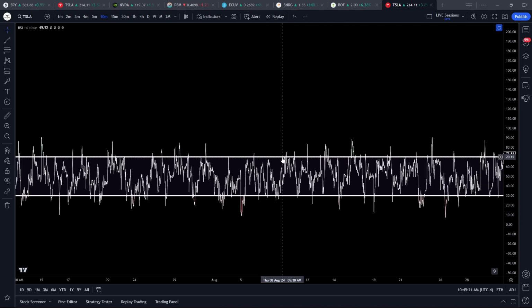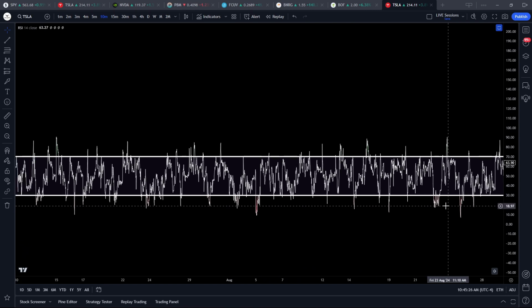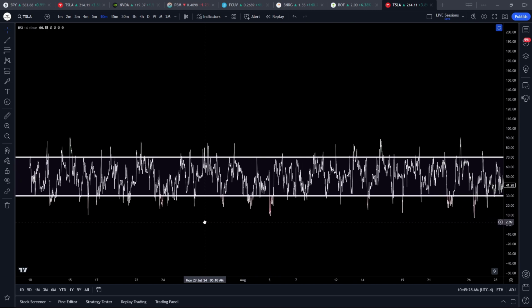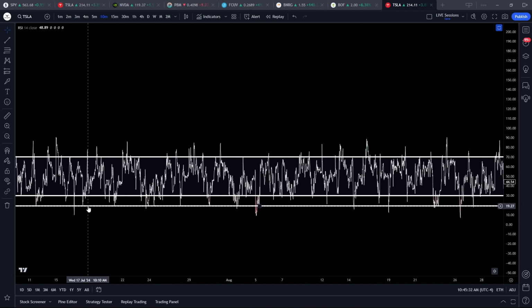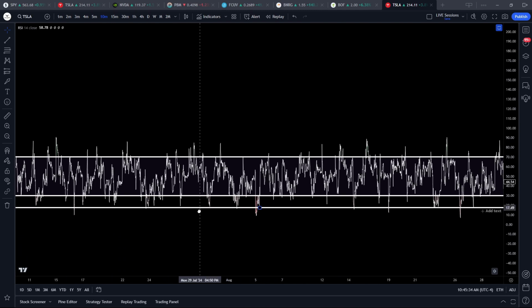Because even though above this is overbought and below this is oversold, you can see that it dipped below this quite often on Tesla. So again, you can actually draw on this. I can draw a line here, Alt-H, and I can adjust this line wherever I want it to be.